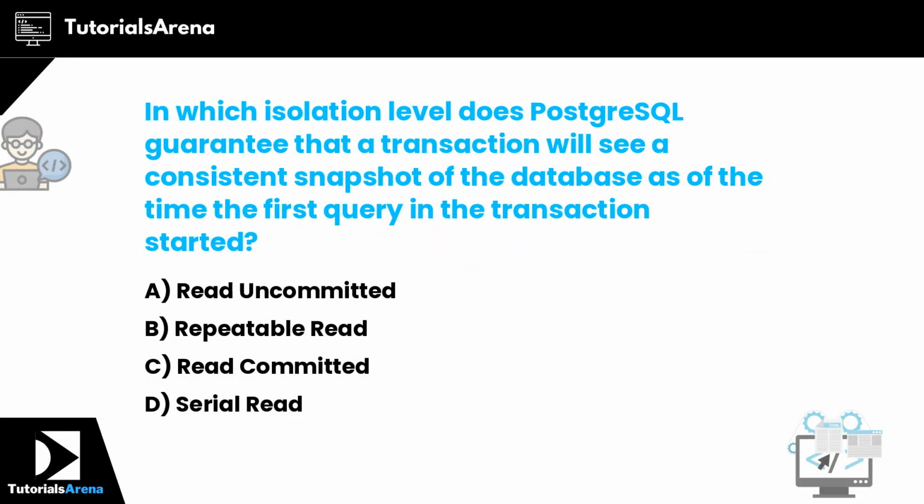In which isolation level does PostgreSQL guarantee that a transaction will see a consistent snapshot of the database as of the time the first query in the transaction started? The correct answer is option B, repeatable read.